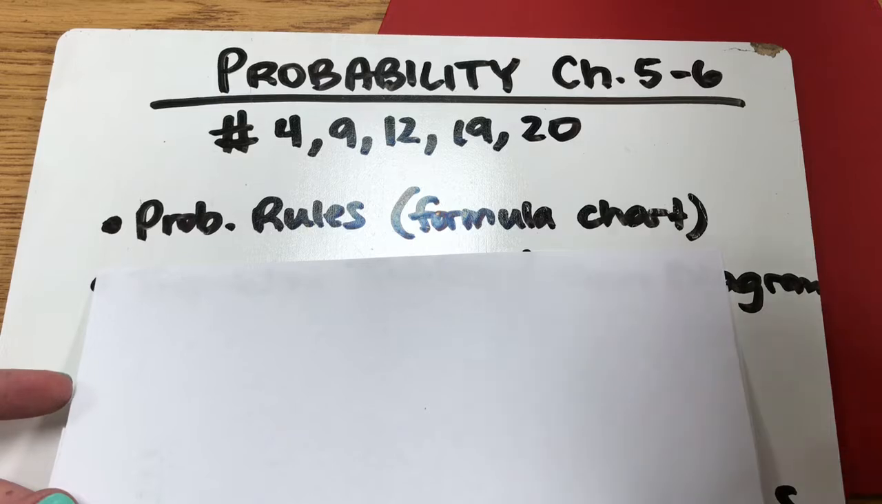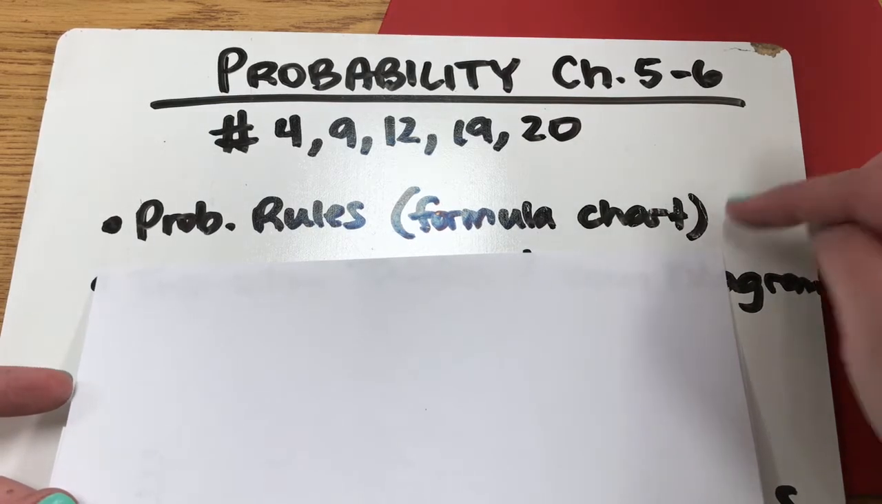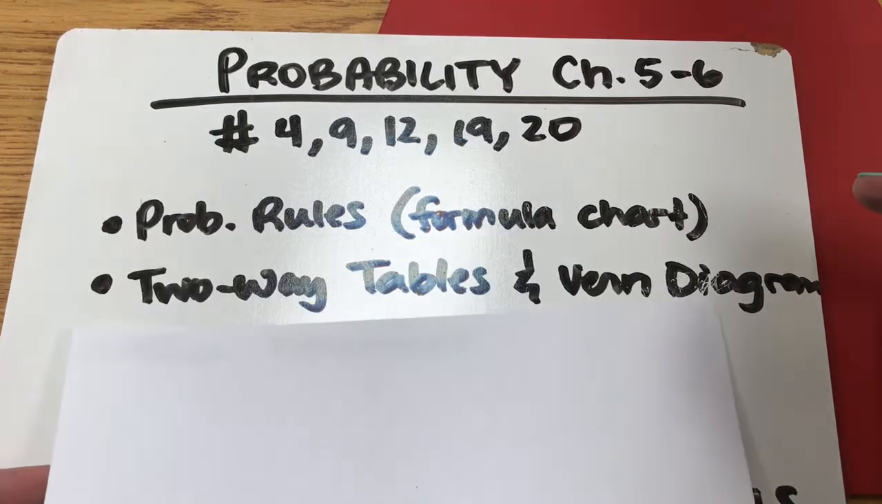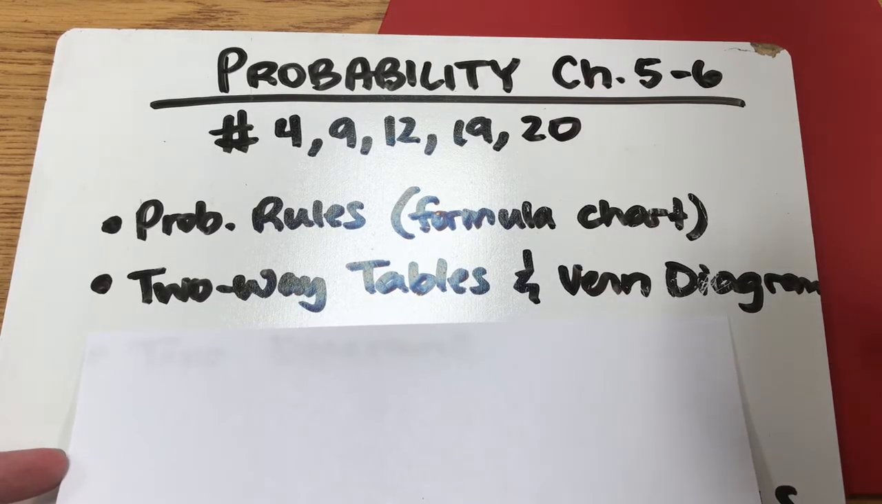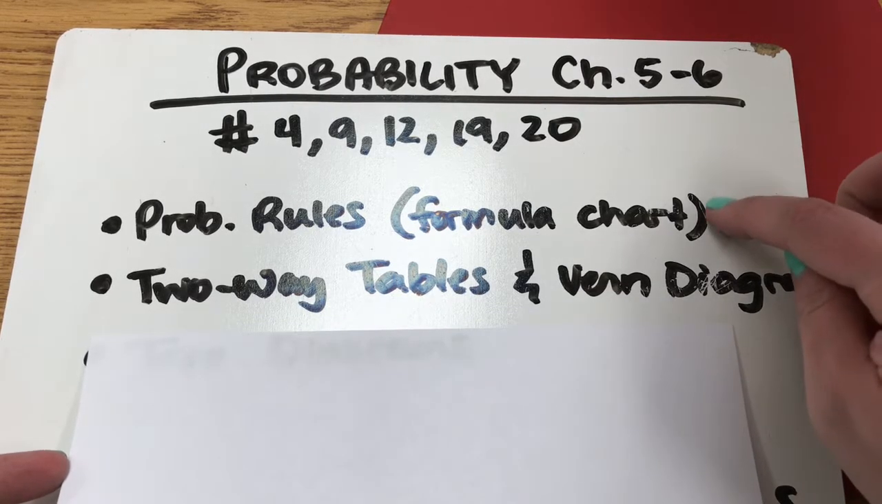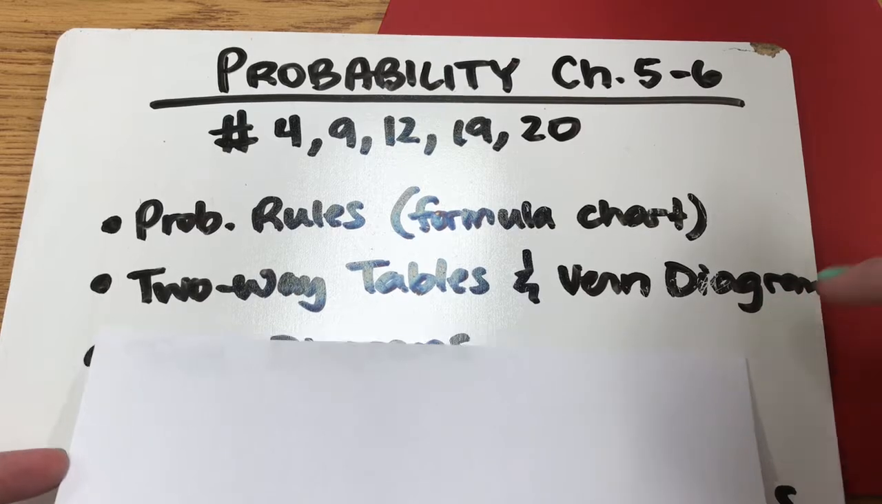In chapter 5, we started with our probability rules, which the basics are on the formula chart, and we are going to go over some of those in this video. We had reading two-way tables and Venn diagrams, being able to possibly not have to use these formulas because you're able to get the numbers from here.